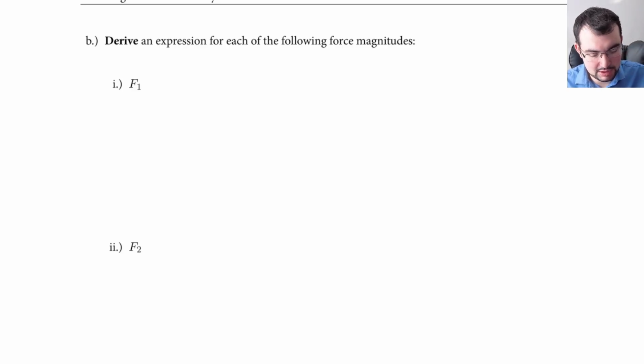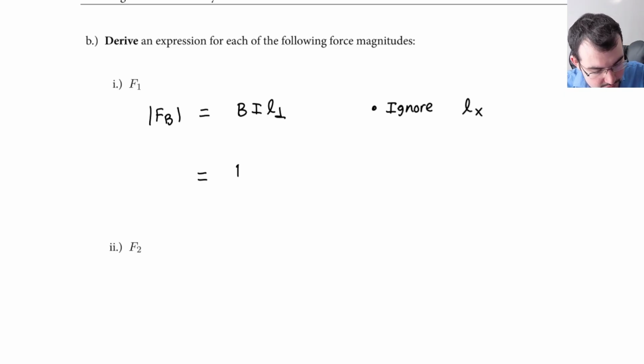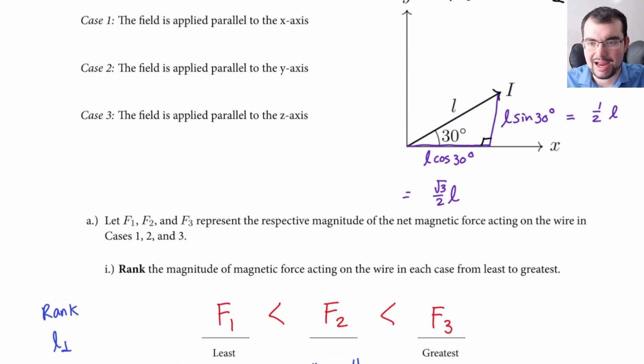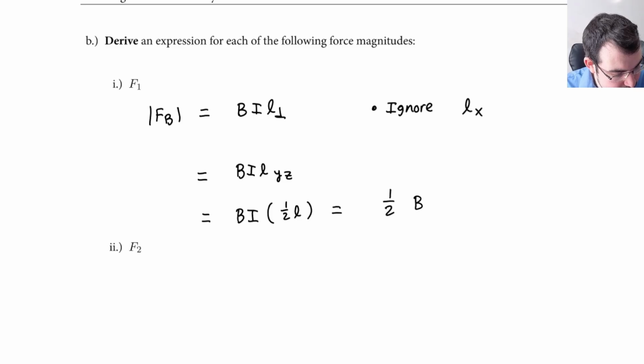Now this part is not tricky because we already did all the work. All right, force magnitudes 1, 2, and 3. For F1, we know that it's BIL, and in this case we're going to ignore any length in the X direction. So this would be BIL in the Y and Z directions. Of course, there's no length in the Z direction, so we just want the length of the wire in the Y direction, which is 1/2 L. So this would be BI times 1/2 L, or half a BIL of force.